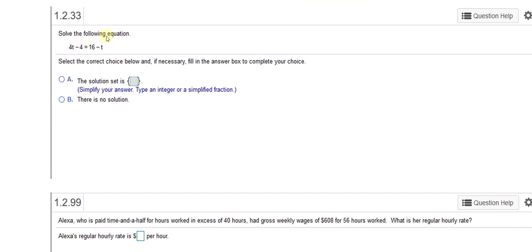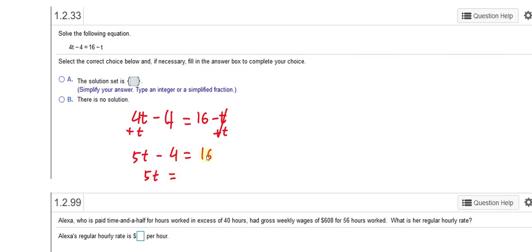Next one, solve the equation. Let's rewrite the equation here: 4t minus 4 equals 16 minus t. Let's combine the like terms. I add t on both sides. I get 5t minus 4 equals 16. I add 4 on both sides. 5t equals 20. And then divide by 5 on both sides so I can solve for t. 20 divided by 5, that is 4. 4 times 5 is 20. So the value of t, the solution, is 4.